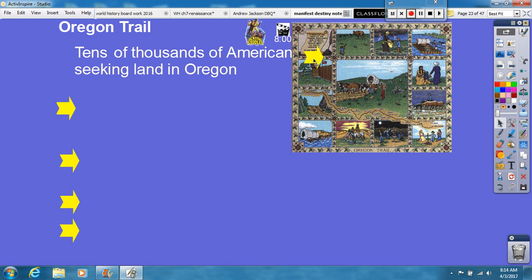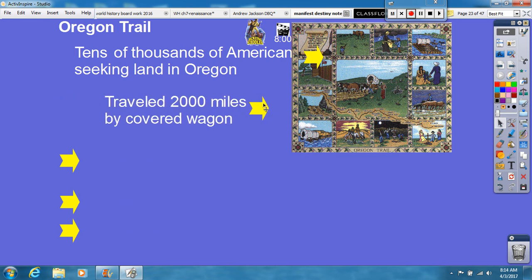So, tens of thousands, like I said, come to America seeking land, a promise for America. And they travel 2,000 miles by covered wagon. Now, a lot of people think the Oregon Trail is one defined trail, like kind of what you see here, okay? One defined trail, and it actually really isn't. There are hundreds of different trails that will traverse the American continent to the American West, okay?